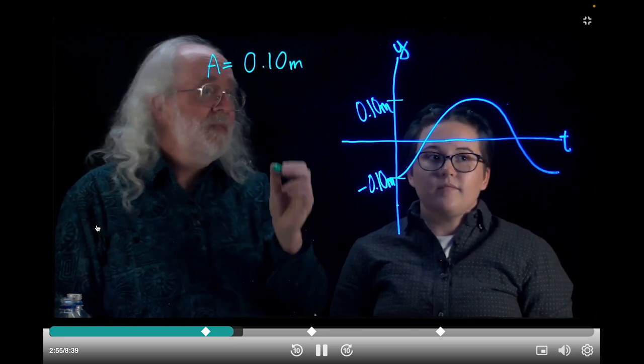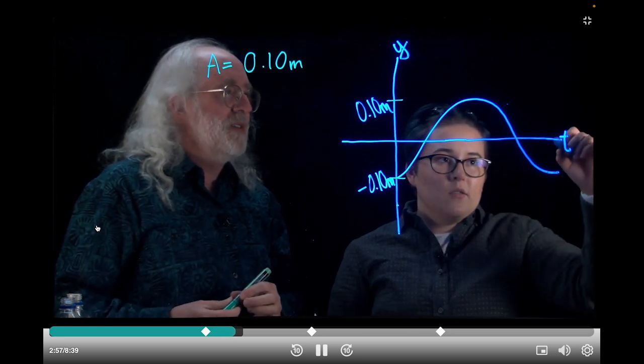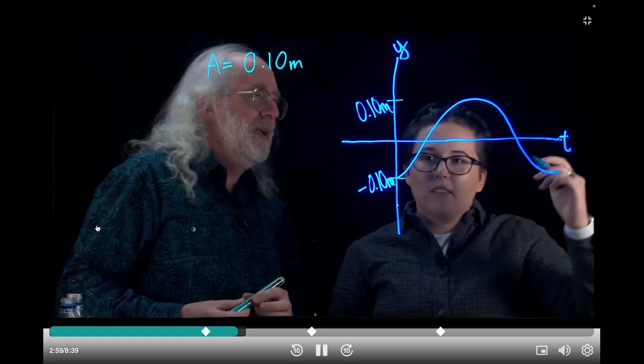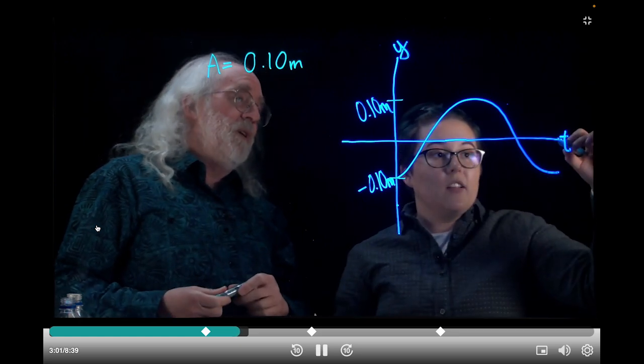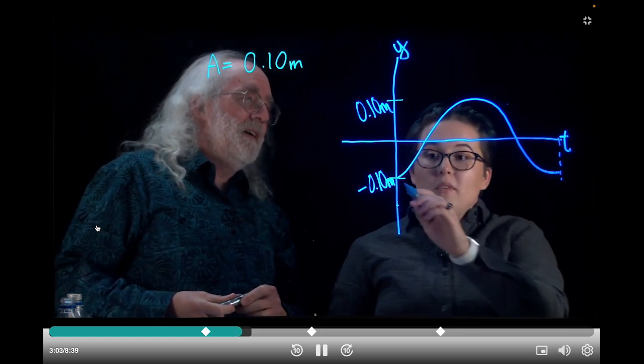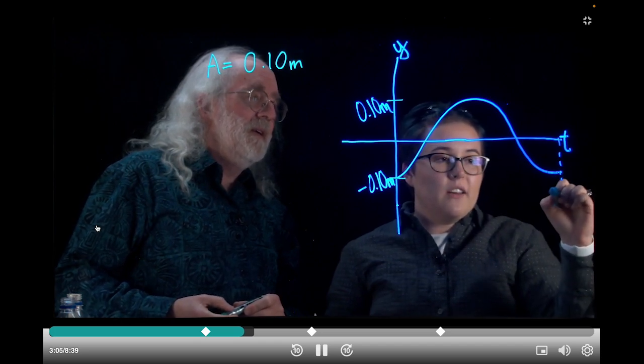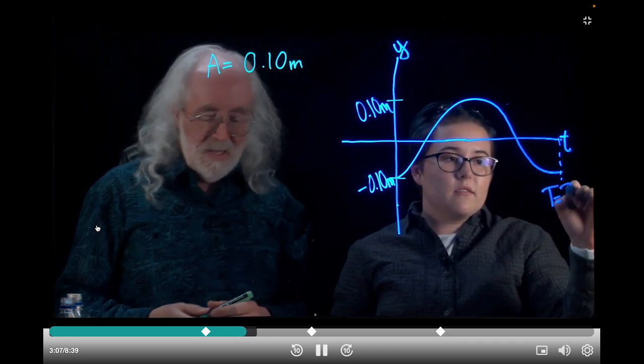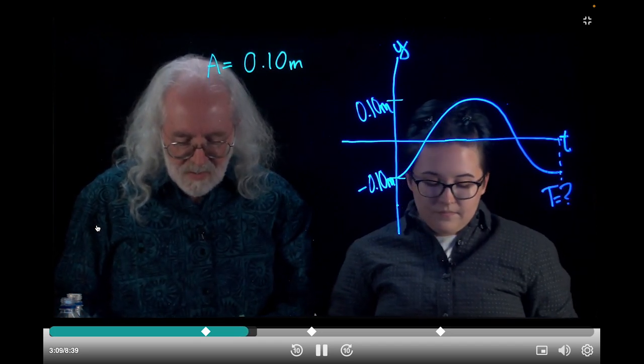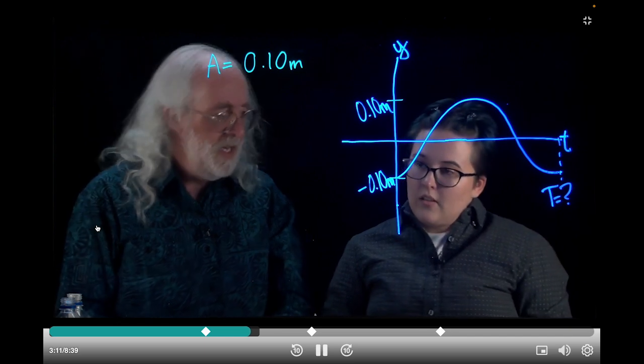Now the other thing we need, that gives us our position axis, but we don't have anything on our time axis yet. We need our period. If you have one full cycle, which is from here to here, we need to find what our period is. So how are we going to find the period? What do we need to know?